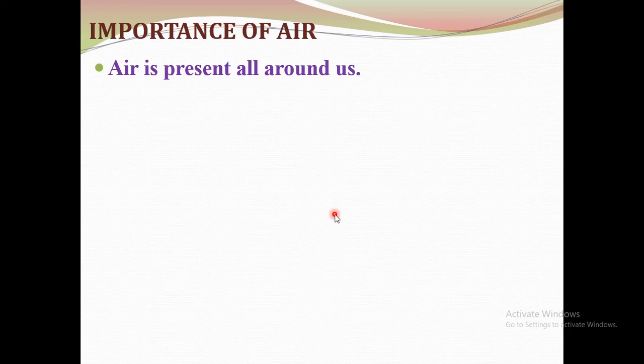Air is very important. It is present all around us. In this chapter we will study about the composition of air, how oxygen and carbon dioxide are balanced in nature, and we will study about uses of air. Earth is the only planet in the solar system that has air to sustain life. Air is very important for breathing.